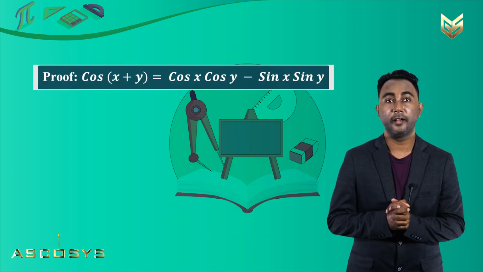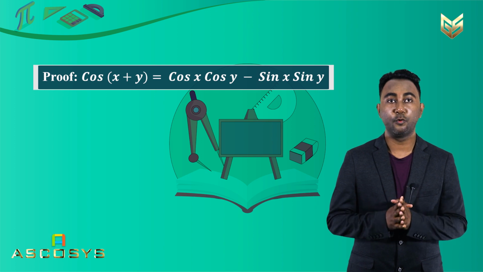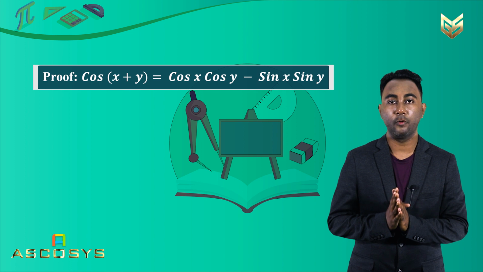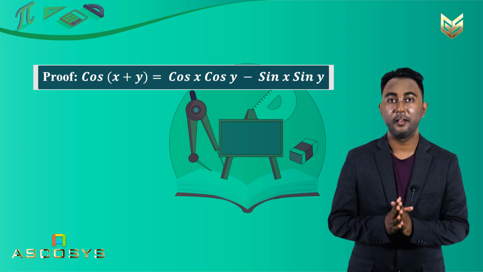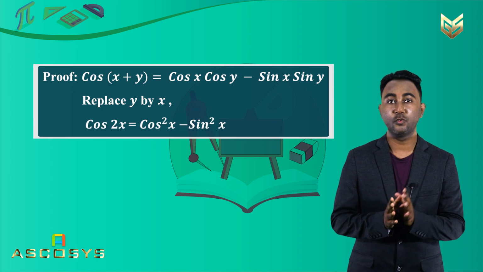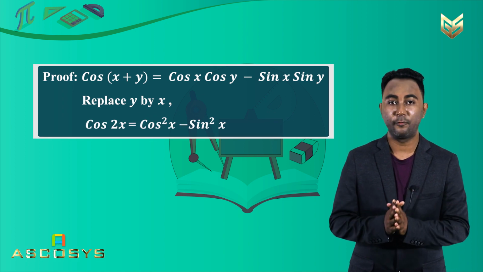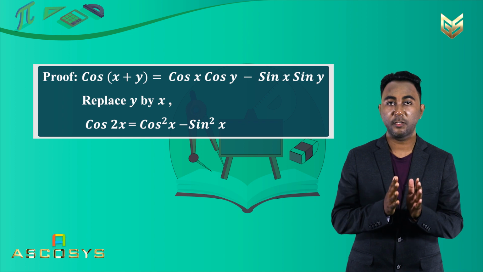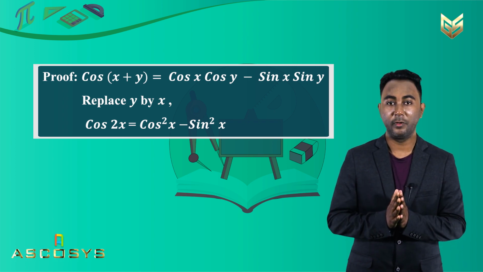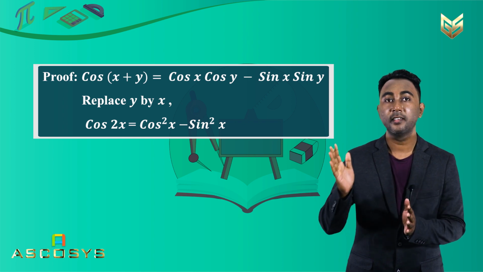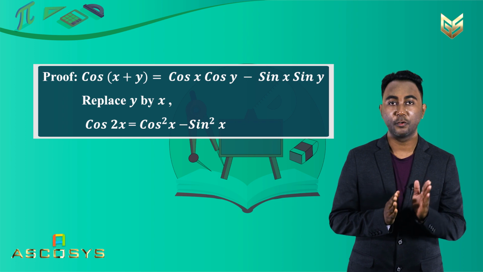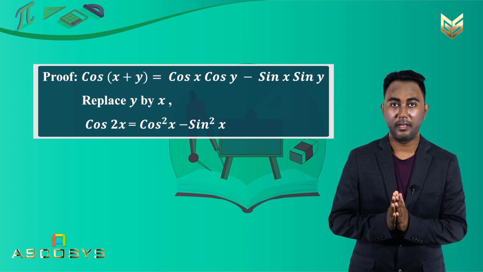So, for the first part, we will take our identity number 1, which we have already learned, that cos of x plus y equals to cos x into cos y minus sin x into sin y. In this, we will replace y by x. Therefore, we will get cos of x plus x, that is cos of twice x. And on the right hand side, we will get cos square x minus sin square x. Thus, cos of twice x is equal to cos square x minus sin square x.